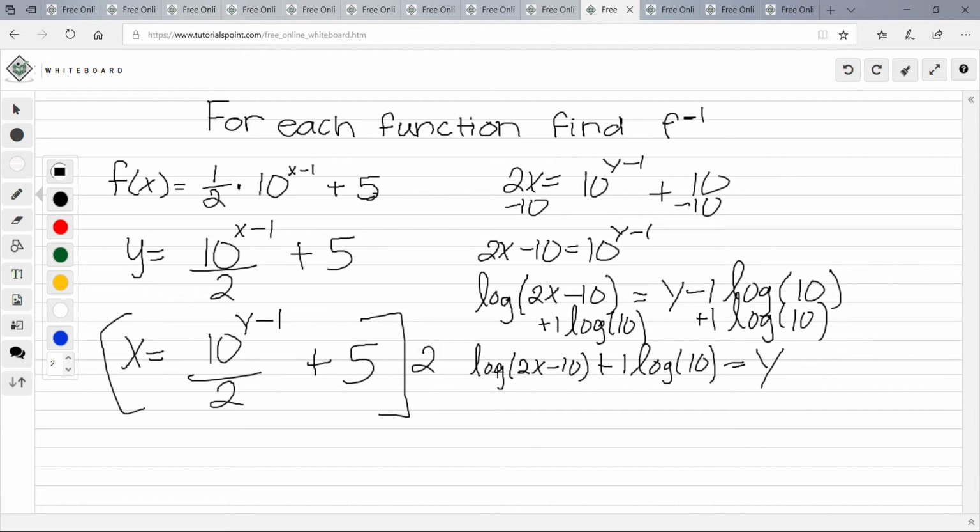Can this be simplified on the left? Can this be simplified? No. Can this be simplified? Yes, because we have log of 10, right? Remember there's an invisible base of 10 right here? That's like saying 10 to the what power gives you 10? It'll just be 1. And if you put it in the calculator, you will get 1. Because 10 to the 1 power gives you 10. So let me rewrite it. It's going to be log of 2x minus 10 plus 1. And then the final step is, wherever you see the y, you put a regular f inverse. So yes, this should be your final answer.